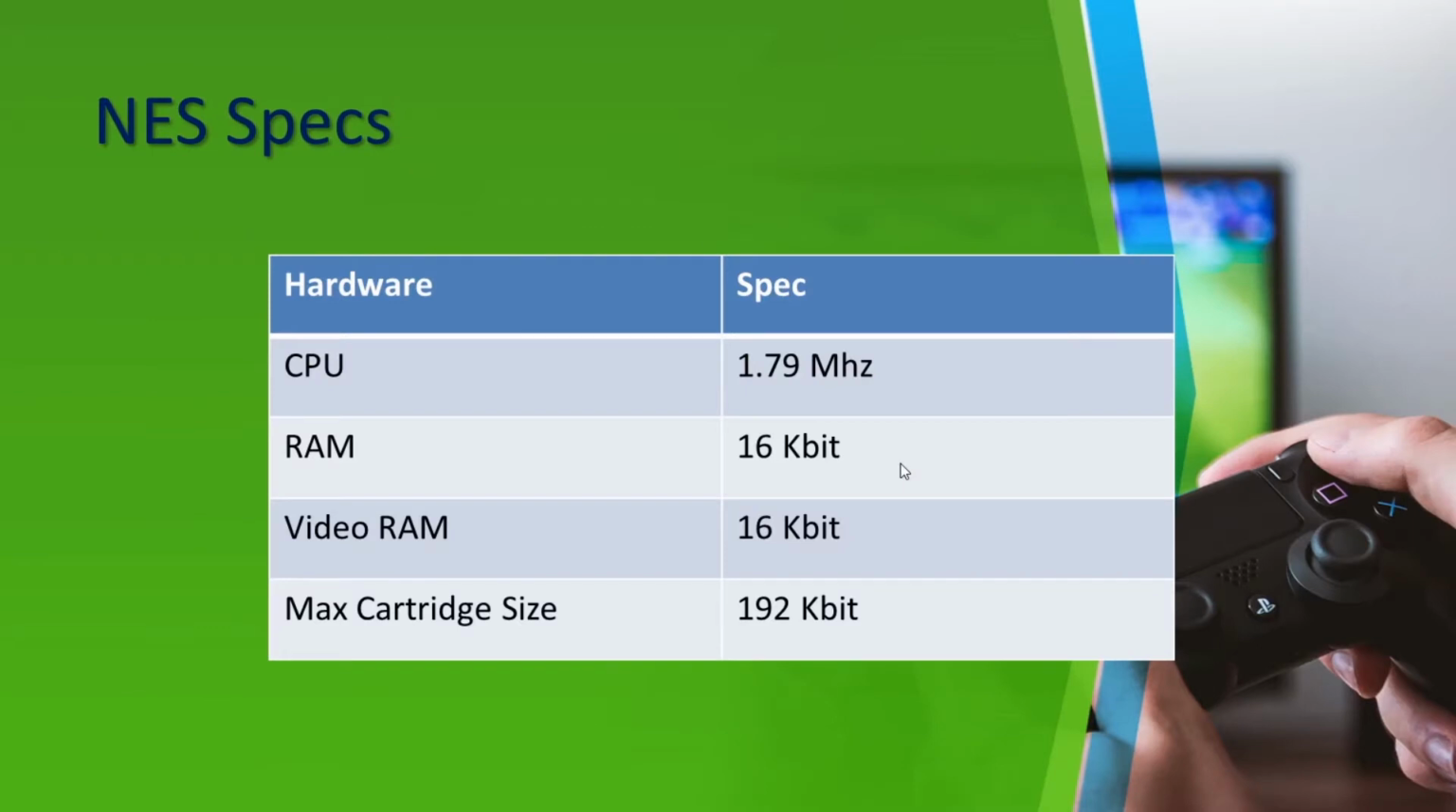So for the specs, for the CPU, it only has 1.79 megahertz of processor speed. For the RAM, it has 16 kilobytes. For video RAM, it's 16 kilobytes also, and the max cartridge size will be 192 kilobytes.